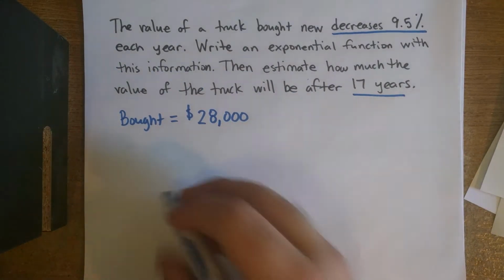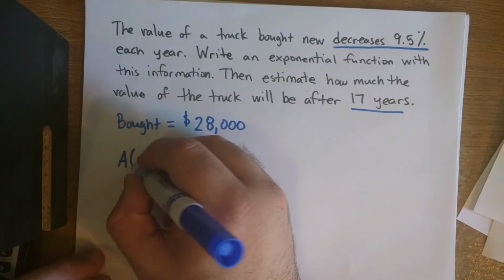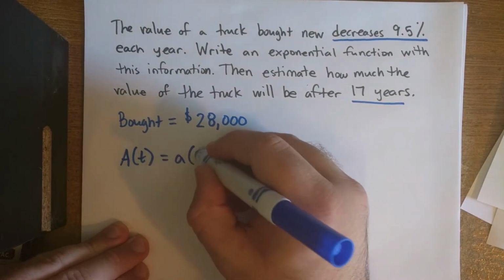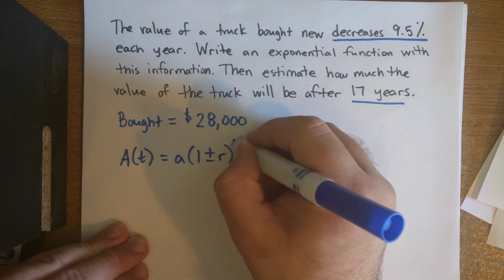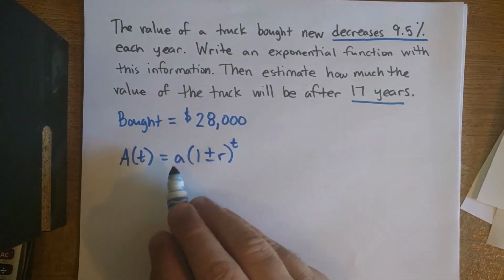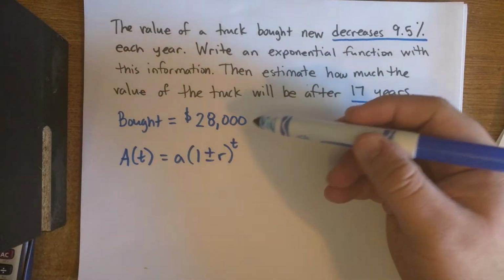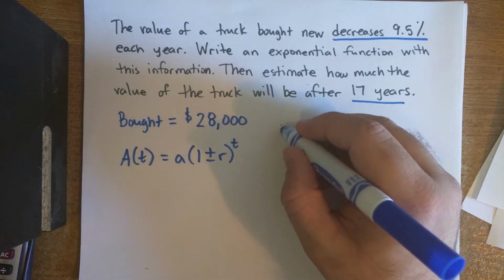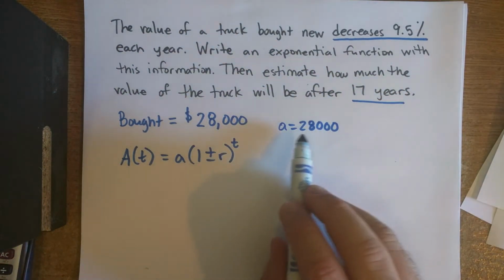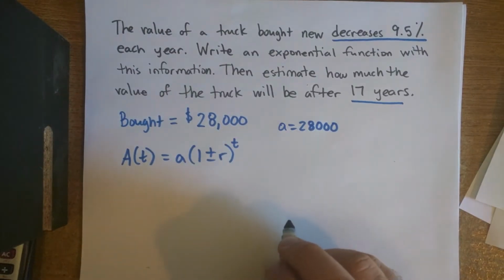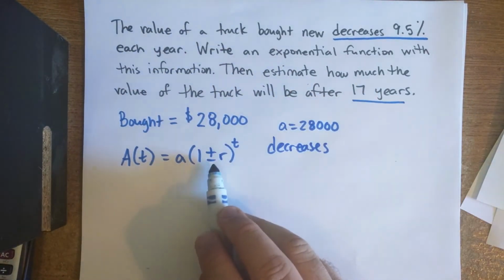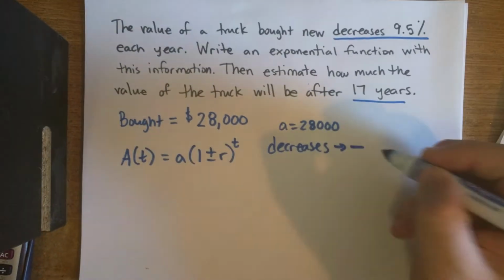So, remember the formula is A of t equals A times 1 plus or minus r to the power of t. So let's just get some information down real quick. What is A equal to? What is our initial amount? Well, we bought the truck initially for $28,000. I'm not gonna use the dollar sign anymore, or the comma. So A is equal to 28,000. Because this decreases, are we gonna use the plus or minus? We're gonna use the minus sign. So we're gonna use the minus sign here.